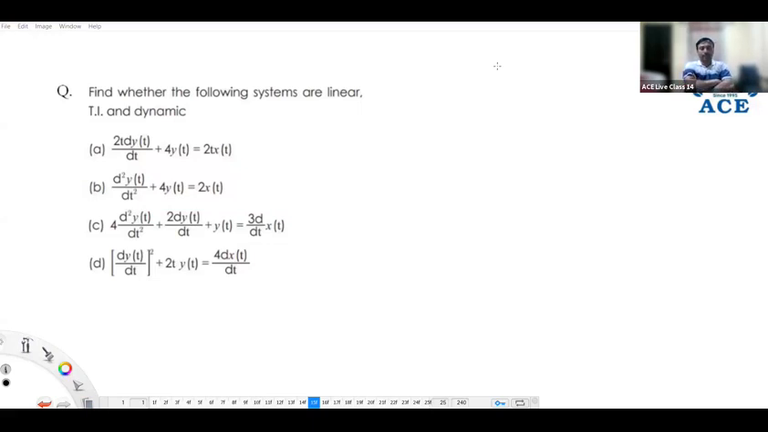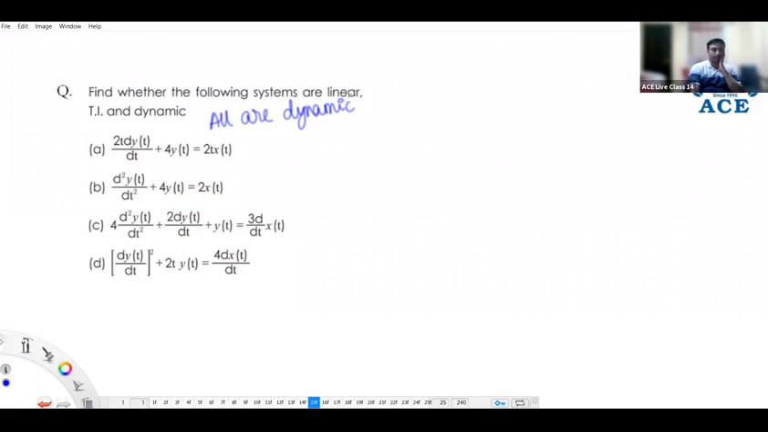Find whether the following systems are linear, time invariant, and dynamic. Of course, all four expressions are dynamic because differentiation is there. All systems are dynamic. Let us discuss the other properties, linearity and time invariance.